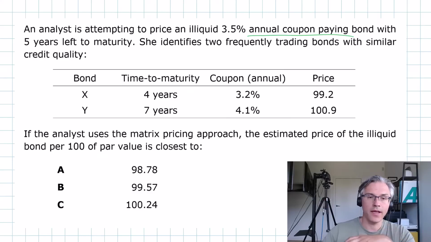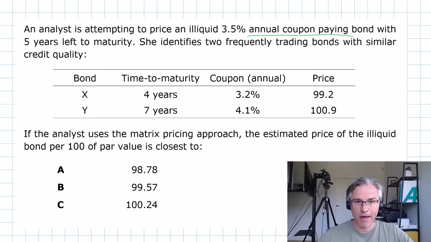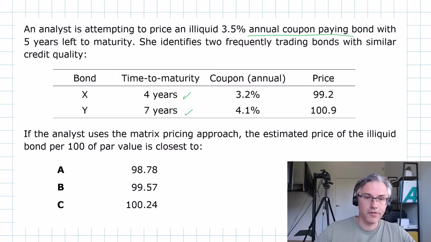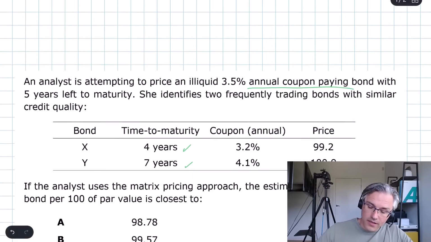So we've got bonds X and Y acting as comparable bonds. They've got respectively 4 and 7 years to maturity. They pay different coupons, and they've got their own individual prices. Now, if the analyst uses the matrix pricing approach, the estimated price of the illiquid bond per 100 of par value is closest to, and we've got 3 options as always. So, let's take this step by step.